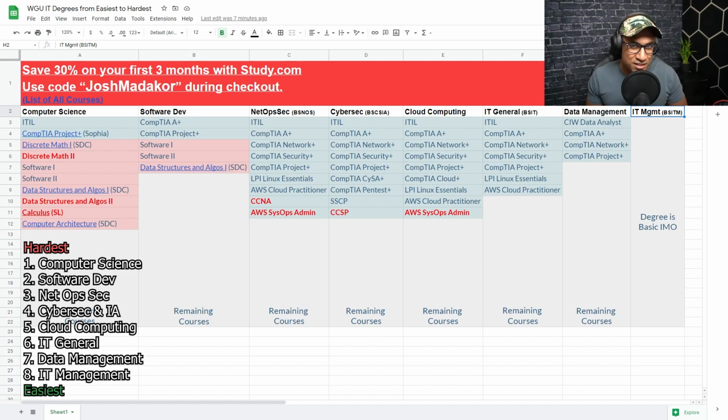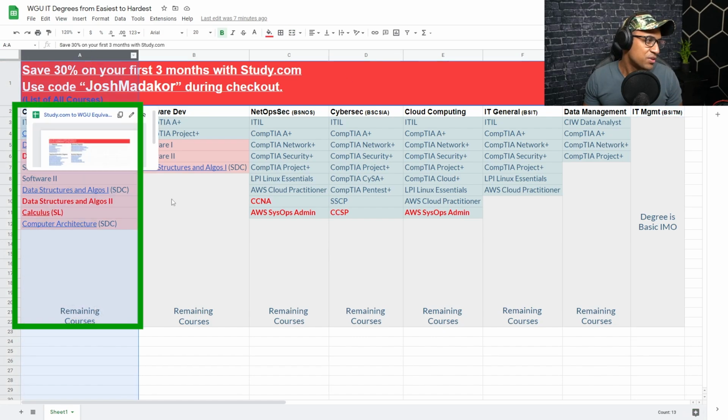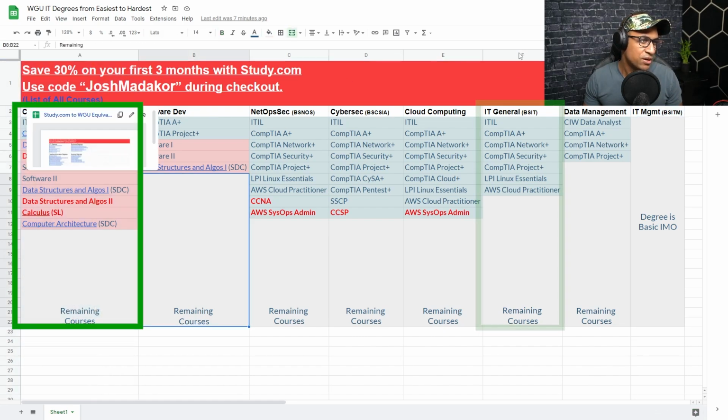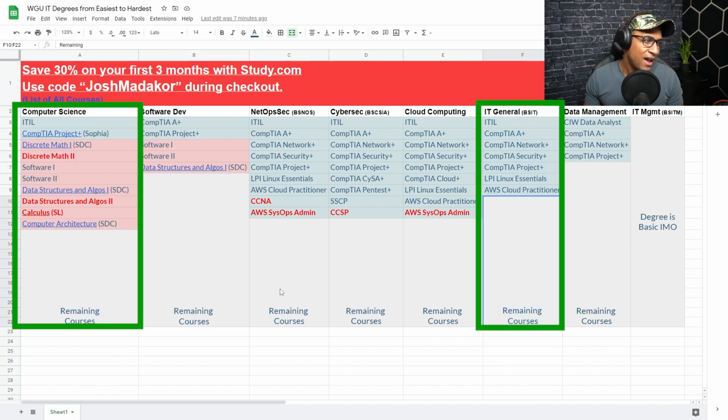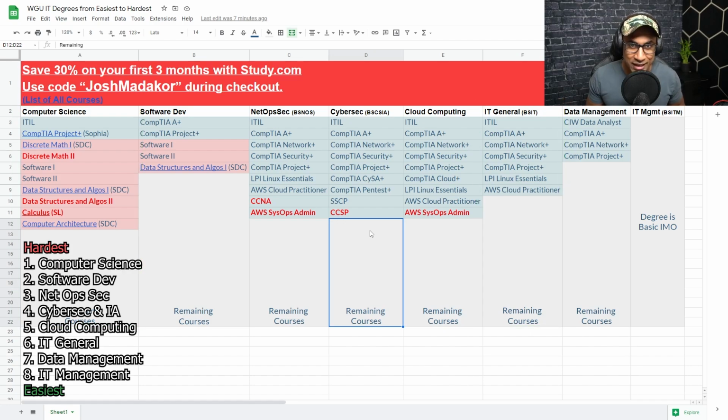Also, one last disclaimer, I don't have all of these degrees, obviously. I have the computer science degree, and then I have the general IT degree from WGU, and I have most of this degree as well. I only have these two degrees. The rest of them, I'm just gonna kind of talk about the classes the best I can and give my opinion based off of things that I've read on Reddit and other places. Let's go ahead and get right into it.